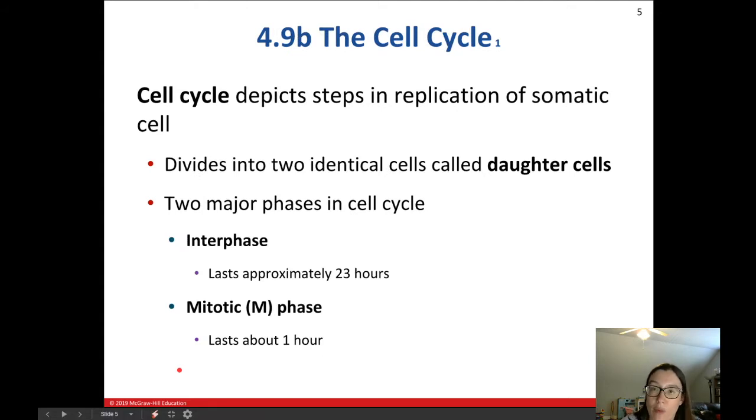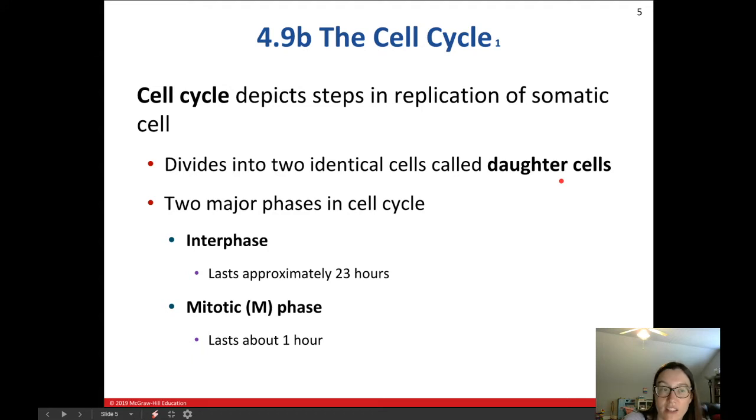So let's move back a little bit and talk about the cell cycle. The cell cycle is an important phase that each cell is going to go through. As the cell goes through these phases, it has to go through different steps, and these steps are important. They have to go through them in order to replicate that somatic cell. Once it completes the whole cycle, it will divide into 2 identical cells, and we call those the daughter cells.